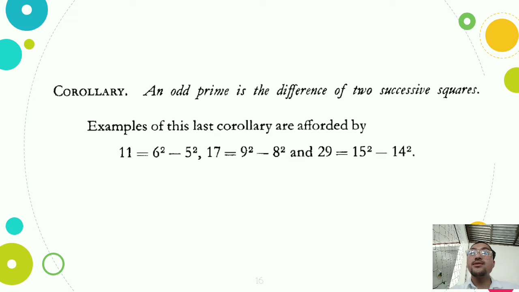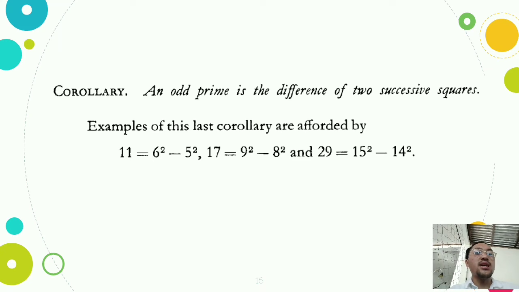Corollary. This would be our last corollary for our topic for this morning. An odd prime is the difference of two successive squares. For example, 11 equals 6 squared minus 5 squared. If you simplify 6 squared minus 5 squared, you will have 36 minus 25, and then you will have 11.